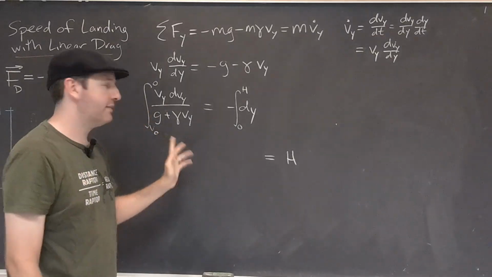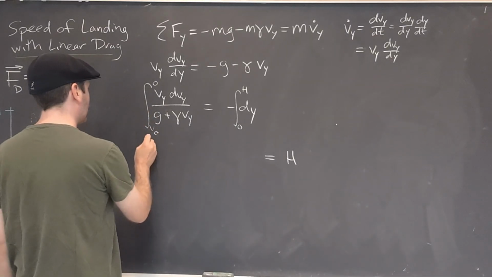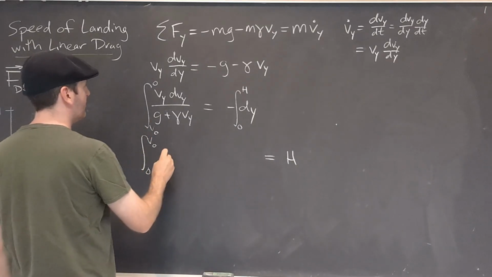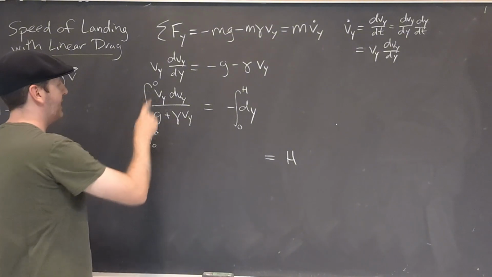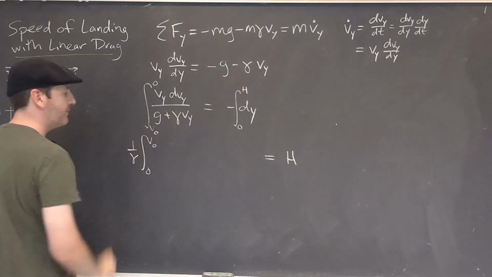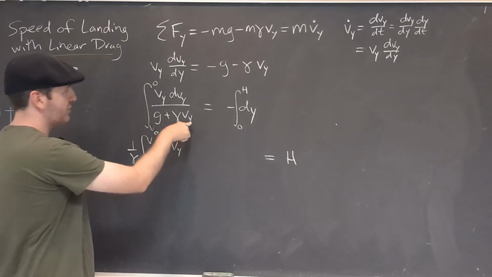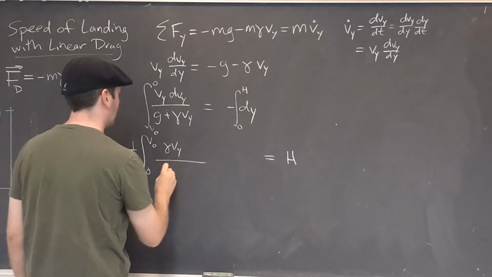There's a lot of ways of doing it. I think I'm going to do a tricky trick. So I've got 0 to v naught. I am going to, first of all, multiply and divide the whole thing by gamma. That'll put a gamma up here, which will kind of match the one that'll be in the denominator.